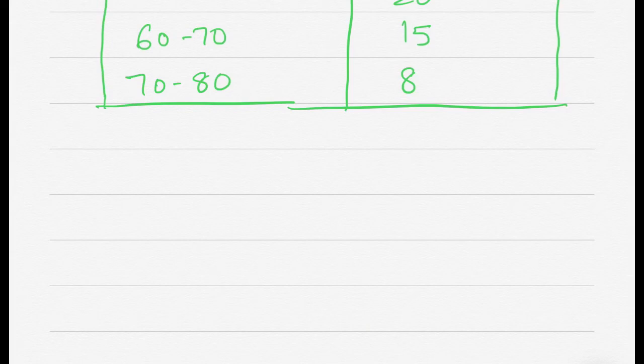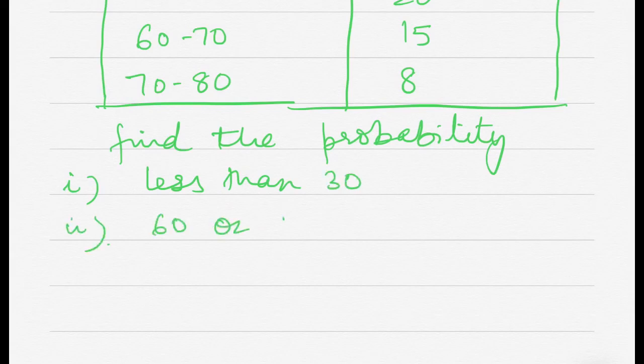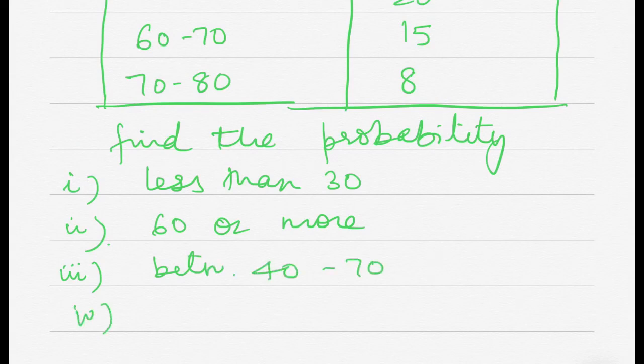Now a student is selected at random. You have to find the probability. First, of less than 30 marks. Second part, 60 or more marks. Then the third part is between 40 and 70 marks. Then the fourth one says 70 or more. So these are the answers.